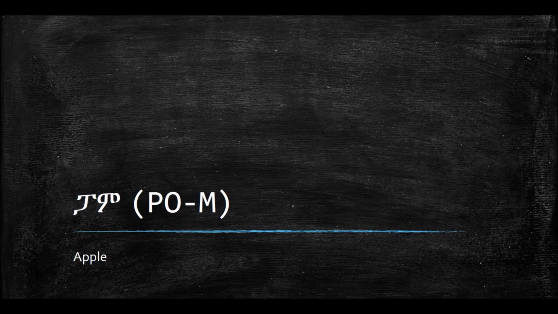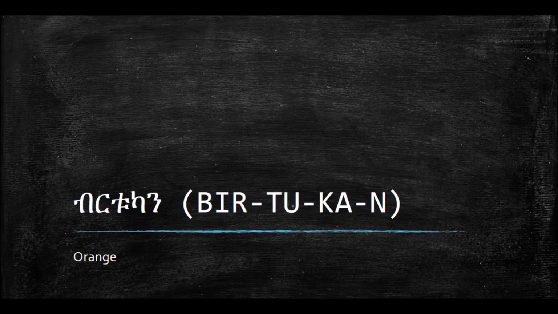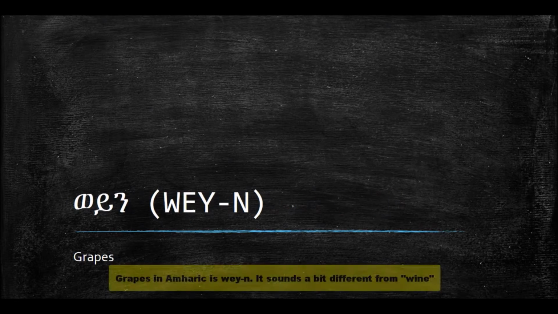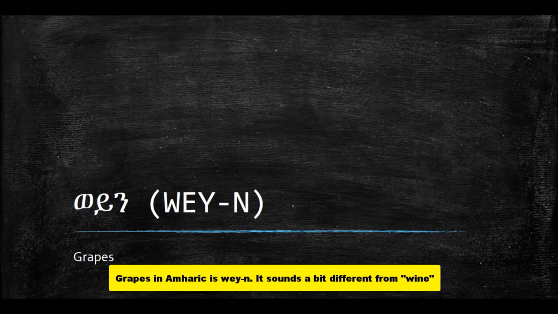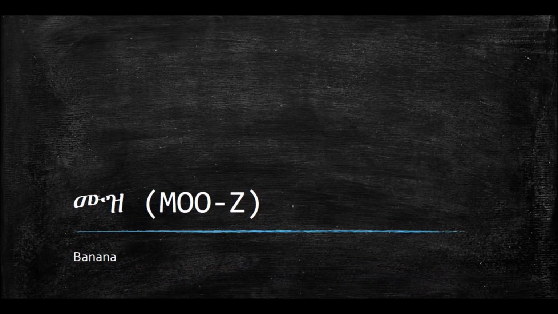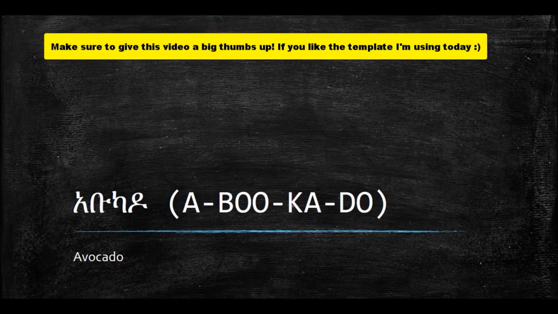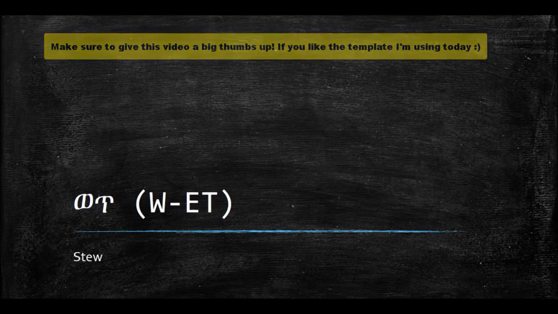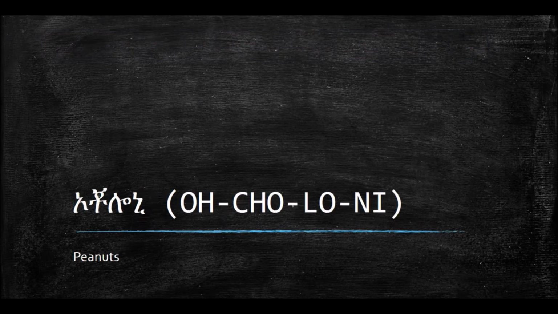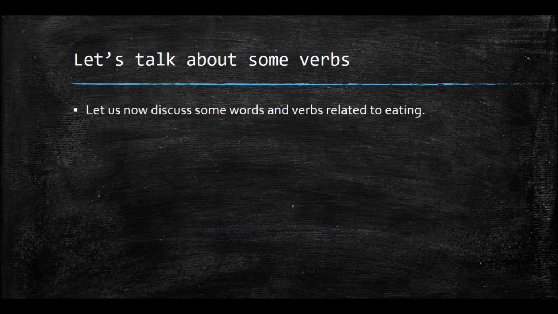Apple in Amharic is pom. Orange in Amharic is burtukan. Grapes in Amharic are wine. Banana in Amharic is moose. Avocado in Amharic is abukado. A stew in Amharic is wet. Peanuts in Amharic is ocholoni. Now let's look at some verbs and phrases.